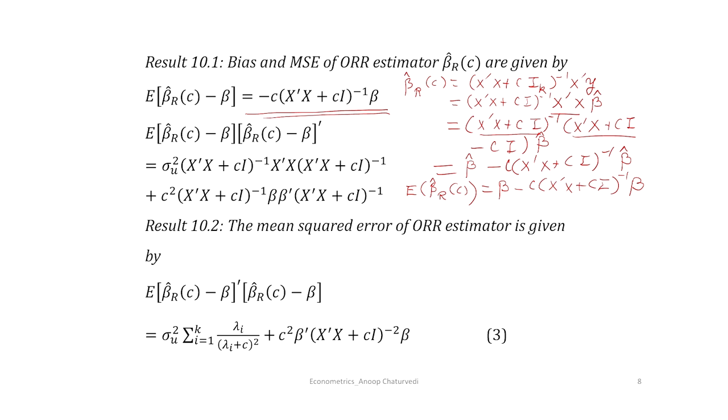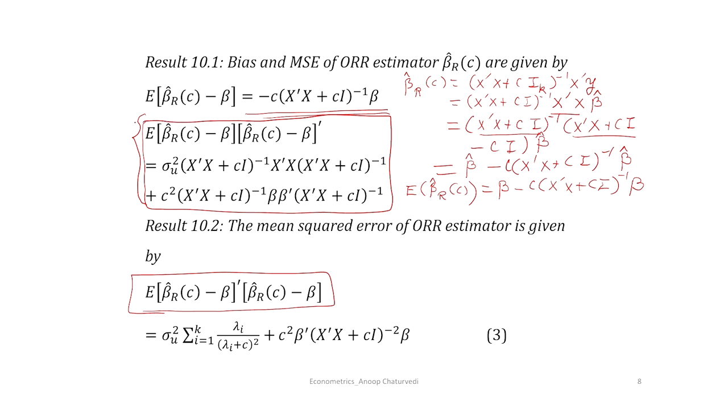Similarly, you can obtain the mean squared error also. This I am leaving as an exercise for you. Try to find the expression for the mean squared error of the ordinary ridge regression estimator. So, you get this expression. The mean squared error of the ORR estimator is given by the expectation of (beta hat R c minus beta) transpose (beta hat R c minus beta), which is equal to sigma square u summation i equal to 1 to k lambda i upon (lambda i plus c) whole square plus c square beta transpose (X transpose X plus c I) to the power minus 2 beta. Actually, to obtain this expression for mean squared error, we take this MSE matrix, the mean squared error matrix, and then we take the trace of this matrix.